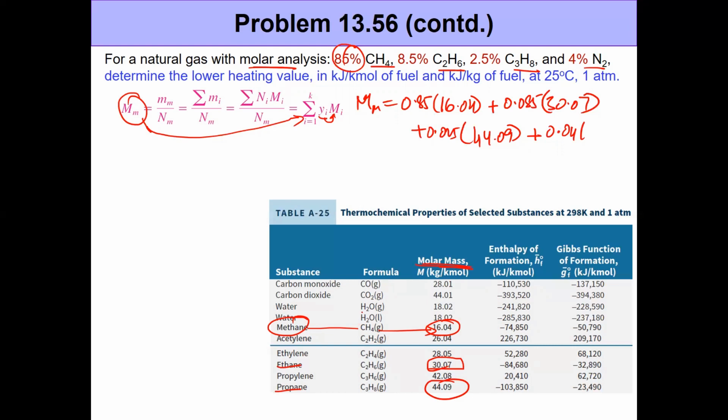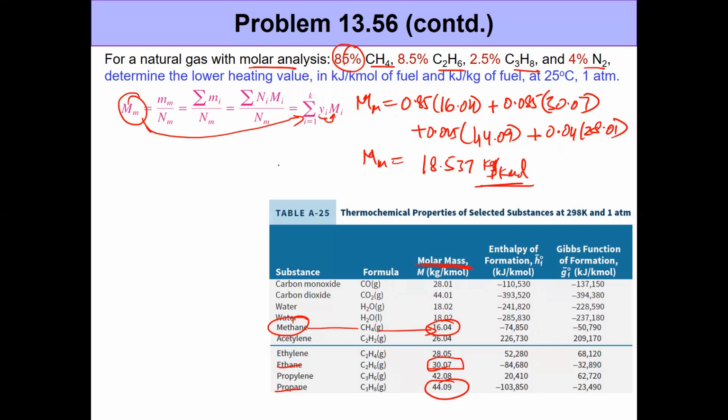Now nitrogen is given in table A25. This is a small part of it, so it's not shown here. But when you look at table A25 or even table A1, the molar mass for nitrogen is 28.01. So when you add that up, the molar mass of the mixture comes out to be 18.537 kilogram per kilomole. So this is what we needed.